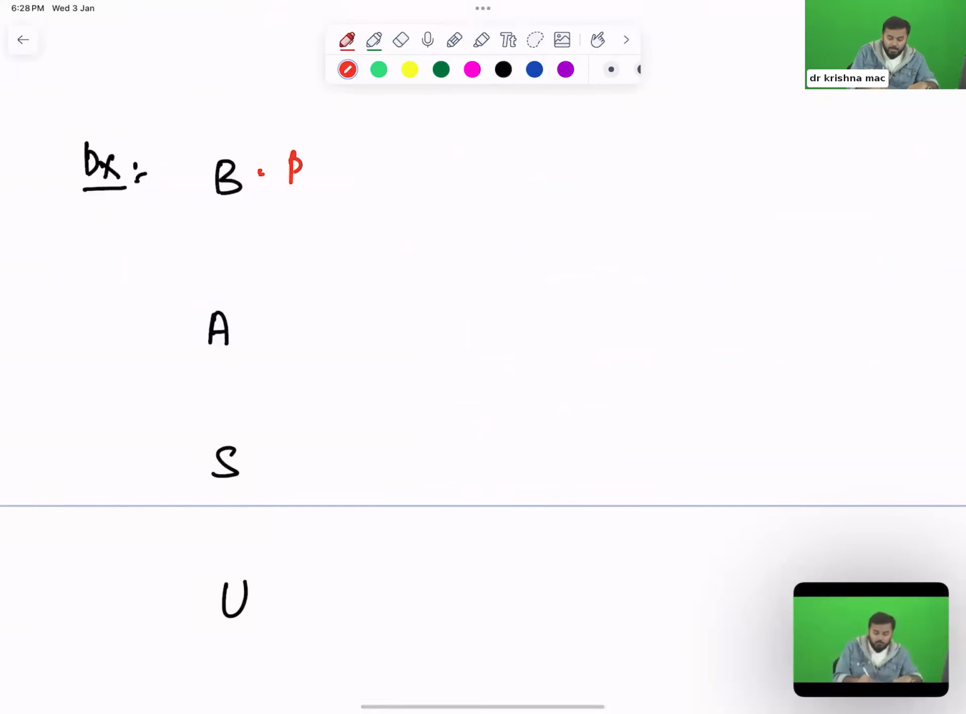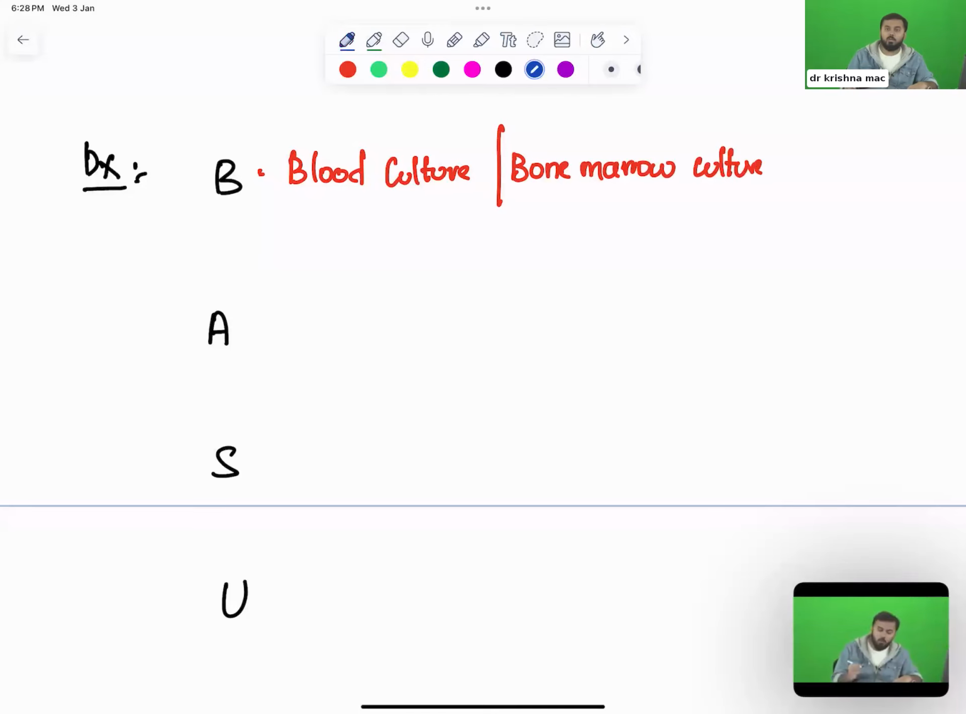B stands for blood culture. Or you can also do bone marrow culture. Blood culture or bone marrow culture. When do you do it? You do it in the first week. In the first week, what is the diagnostic step you do? You take a blood culture or bone marrow culture.